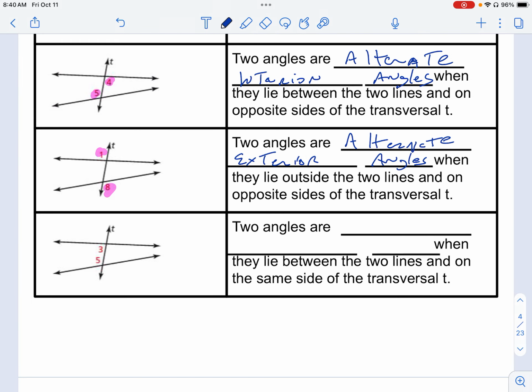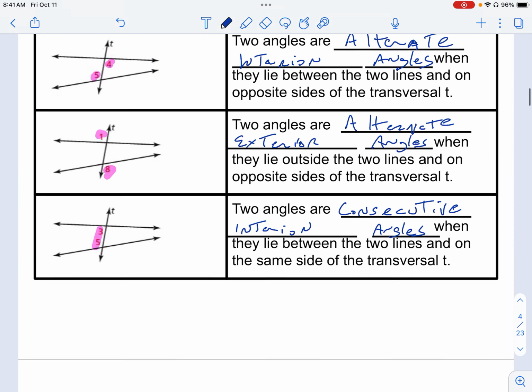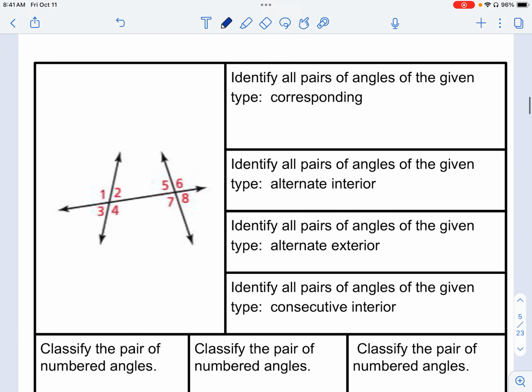And then the last type that we're going to have that matter to us are consecutive interior angles. And consecutive means next to each other, like 1, 2, 3 are consecutive integers. Angles 3 and 5 are next to each other. They're looking at each other. You can think of it like a goalpost. So these are the angles we're going to work with when we have transversals. So let's work on identifying the pairs.